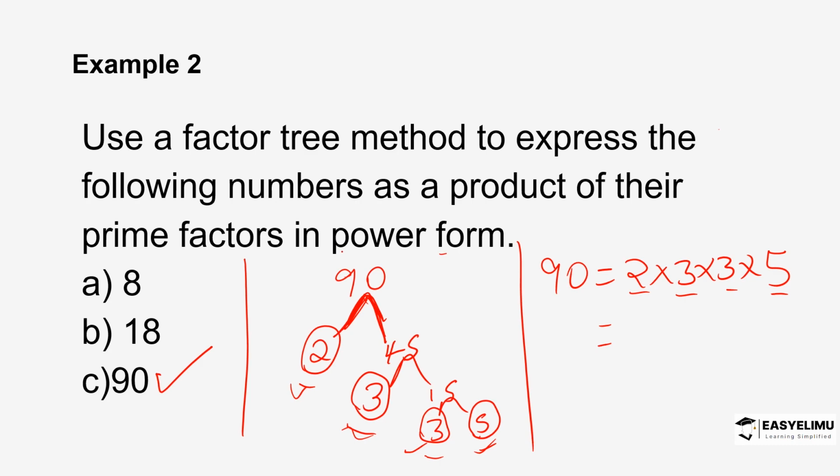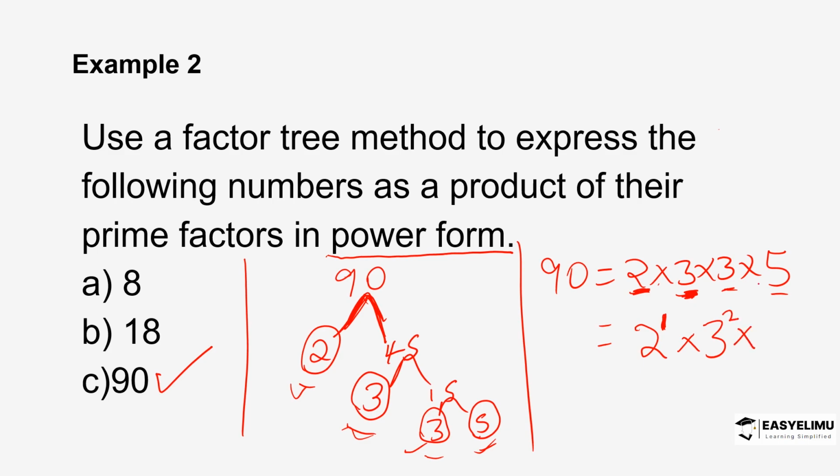But then the last bit is in power form. So how do you express it in power form? As we have said before, you just identify the prime factors that are appearing in the product one after the other. So in this case, we'll start with 2 and then check the number of times 2 is appearing in the product, once. That becomes the power of 2. Then the next prime factor that is appearing in the product is 3, and then check the number of times 3 is appearing in the product. That is 1, 2. So that becomes the power of 3.